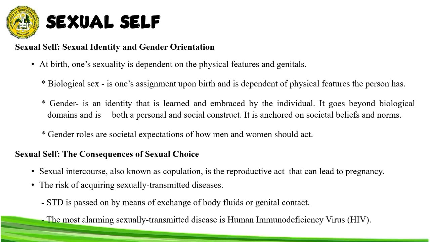So, first, let us know that biological sex and gender orientation are two different things. First is biological sex is one's assignment upon birth and is dependent of physical features that the person has. So, as I said kanina, biological sex is determined through the genitals that one have at birth. Gender is one's assignment upon birth and is dependent of physical features the person has.